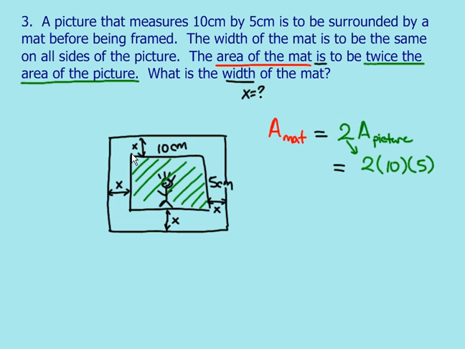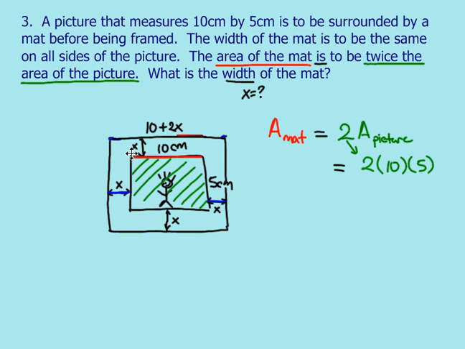Now that's a little bit trickier. What we're going to say is, this is 10 centimeters right here. So from here to here, that's 10. And since this is x, then this must be x. And since this width is x, that one must also be x. Why don't we get rid of this top part, and we'll just say that the entire top part is 10 plus 2x.